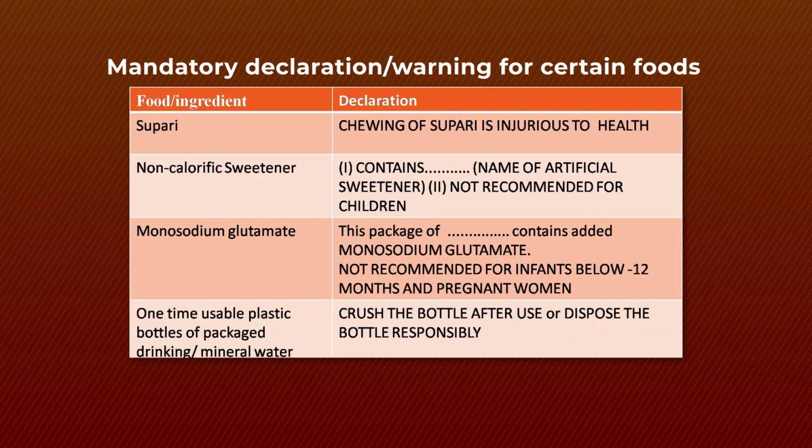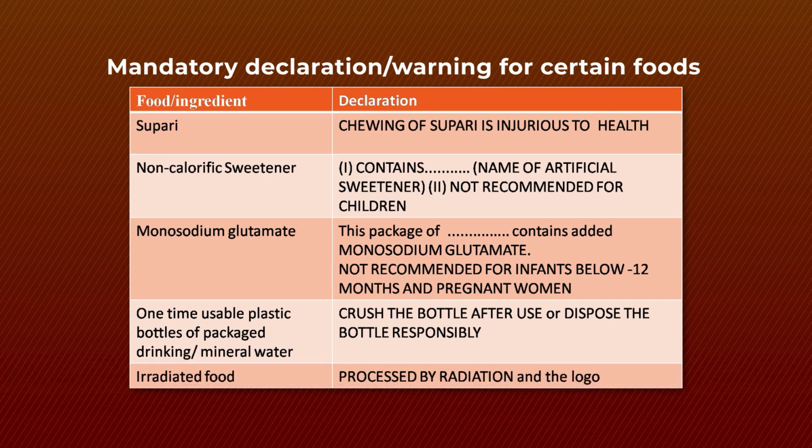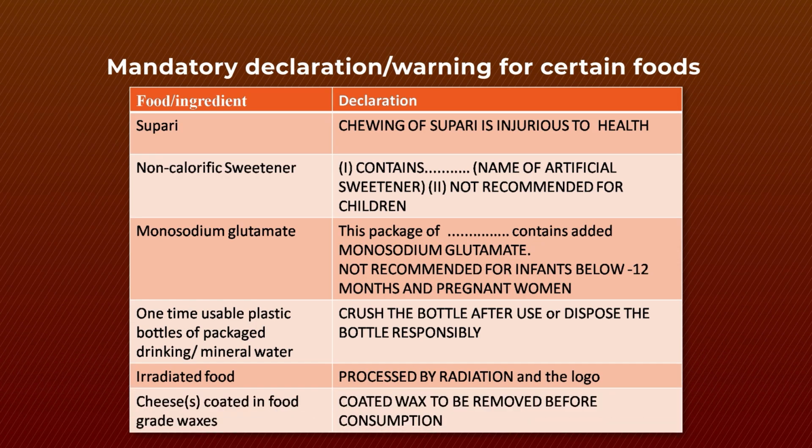If drinking water or mineral water is packaged in one-time usable plastic bottles, then the label should mention to crush the bottle after use or dispose of the bottle responsibly. If it is an irradiated food, then the label should mention that it is processed by radiation, and it should also contain the logo of the irradiated food, the date of irradiation and the place of irradiation. If it is a cheese product coated in food grade wax, then it has to mention that the coated wax is to be removed before consumption.